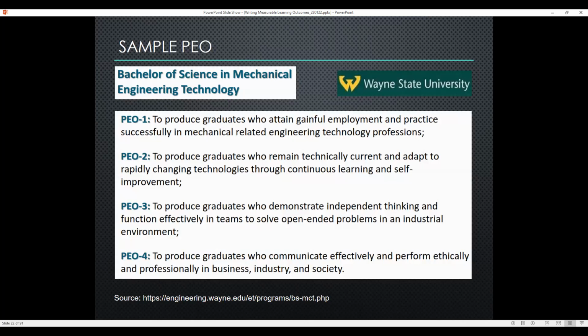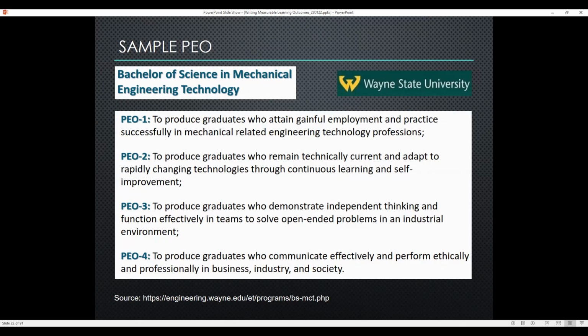Okay, so Bachelor of Science in Mechanical Engineering Technology. These are the PEOs, and there are 4. To produce graduates who attain gainful employment and practice successfully in mechanical related engineering technology professions. So they would want to produce a graduate in this and eventually still continue in these mechanical related engineering technologies, not go and sell char kway teow by the roadside. To produce graduates who remain technically current and adapt to rapidly changing technologies through continuous learning and self-improvement. Technology and things keep changing, so we want to ensure that our graduates also have this lifelong learning ability in them to continue learning even though they have left the university. Okay?